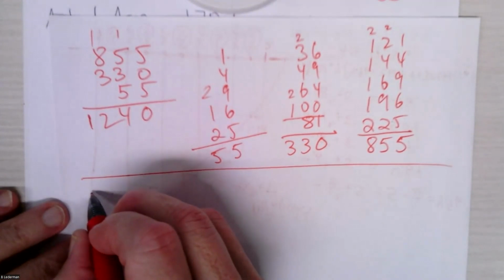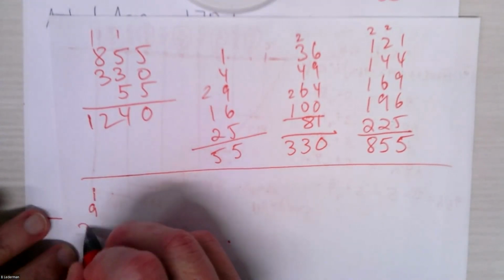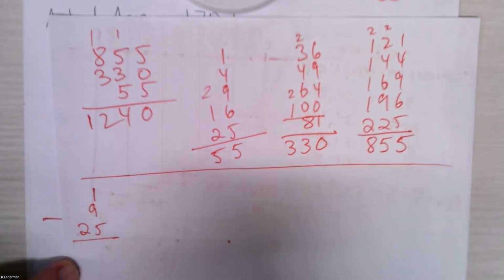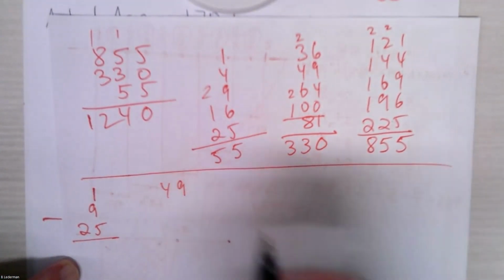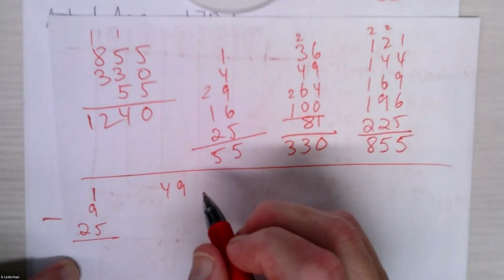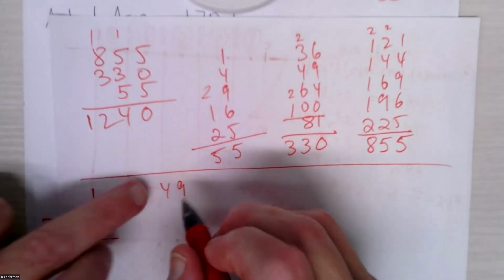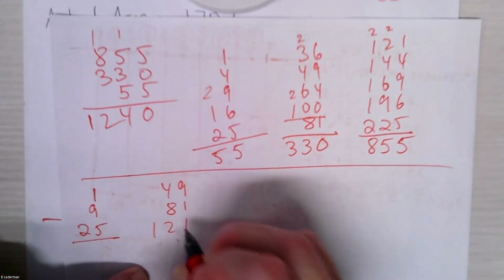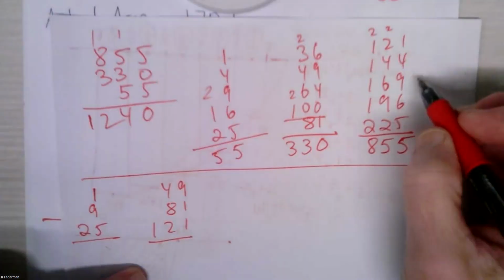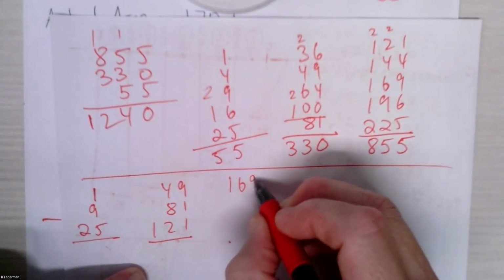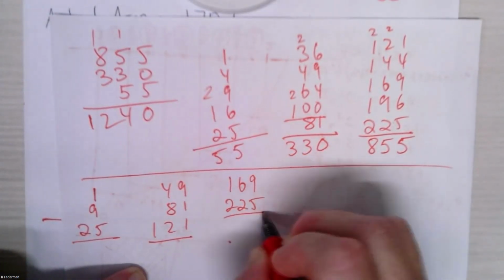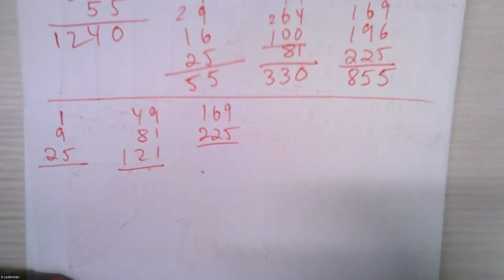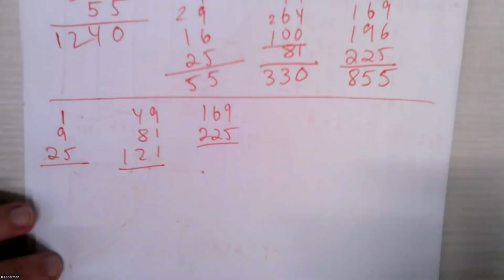So we have 1, 9, 25, and then here we have 49, 81 for 9 squared, and 121 for 11 squared. Then we have 169 and 225. Okay, that's what happens. Sometimes you make mistakes, and we fix them right away. That's a beautiful thing about math. You make a mistake, you can fix it right away.